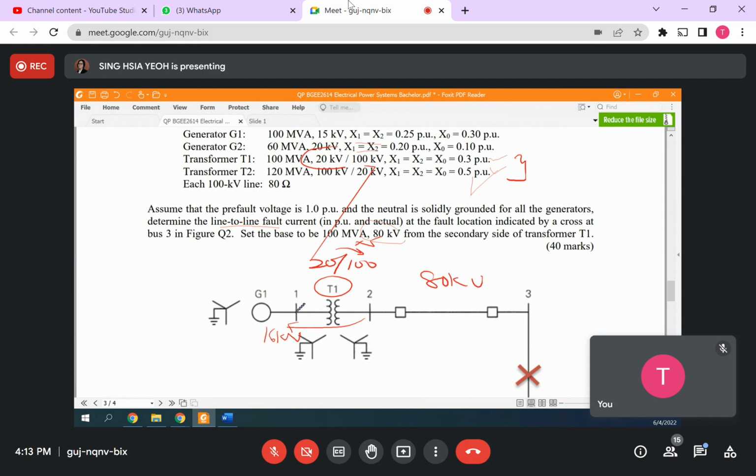Can you get what I mean? So this side to this side, they must follow the transformer ratio. So this one times 5, then 16 times 5, you get 80. Okay?